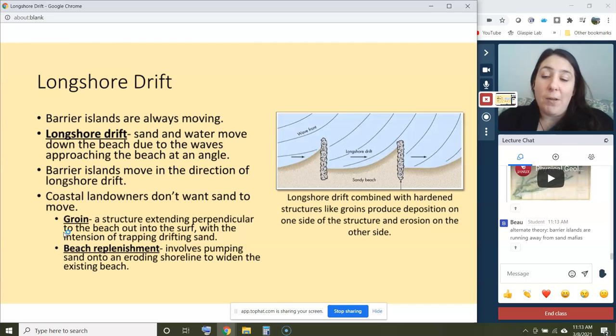Okay, so they'll build groins, and also landowners near the coast will replenish the beach with sand, in what's known as beach replenishment, which involves pumping sand onto an eroding shoreline to widen the existing beach. And of course you learned that that's really expensive and that it doesn't last forever. So it's not a permanent solution.